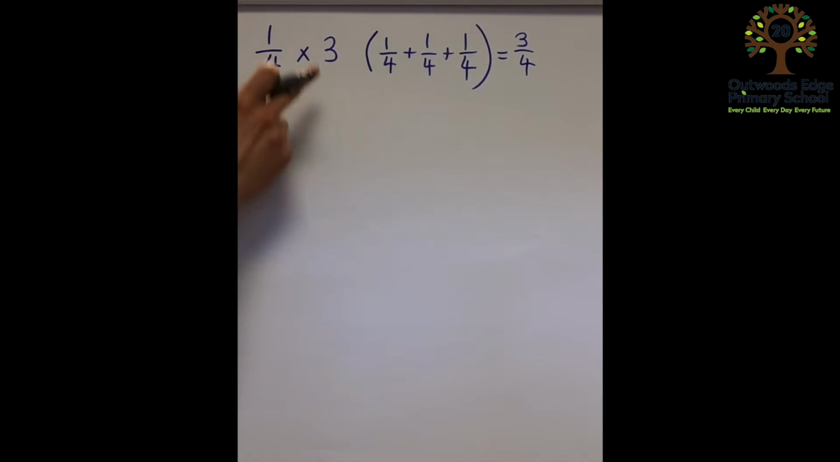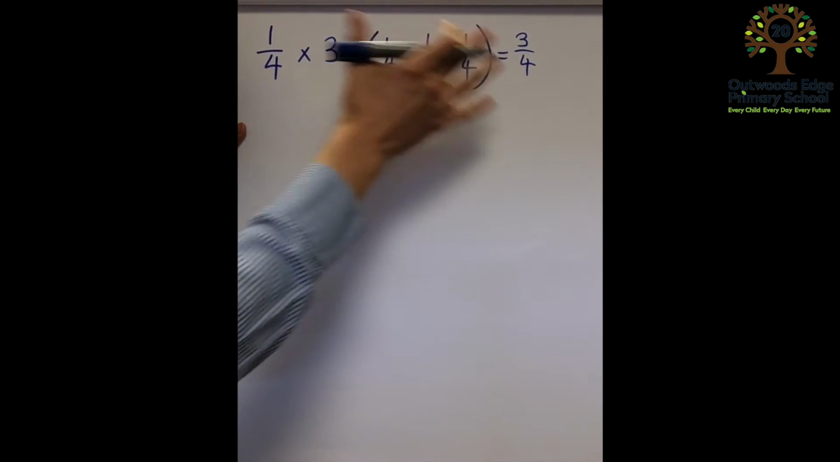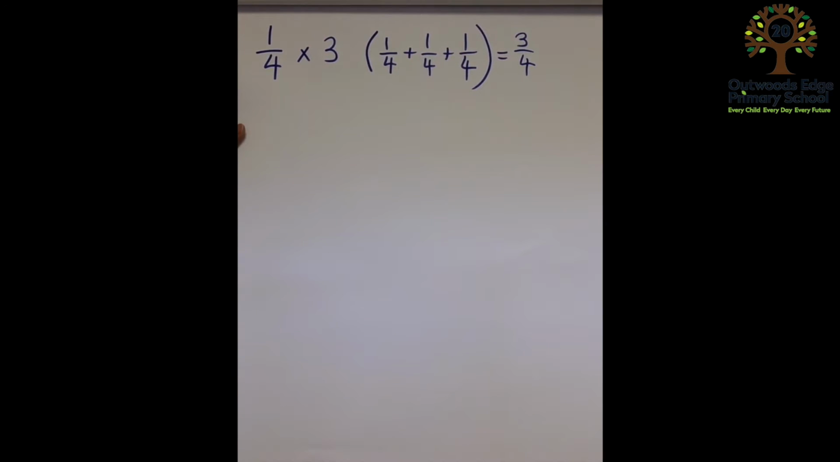Now some children have made the link to the fact that actually here all we're doing is the numerator times by the multiplier, 1 times 3, 3/4. But it's important they have that understanding about what's going on with that problem. The next one, at first glance, looks a lot more challenging.